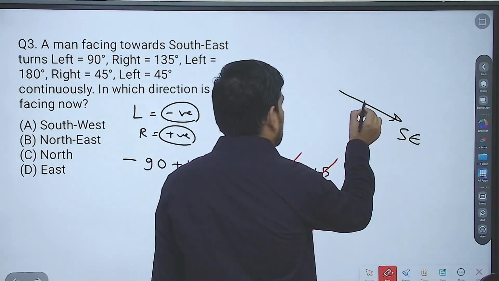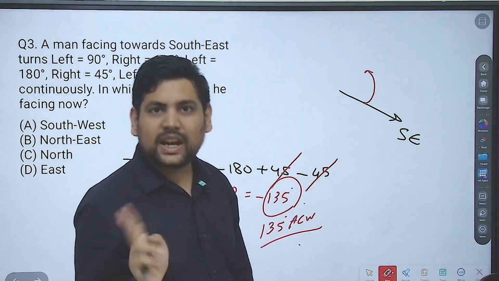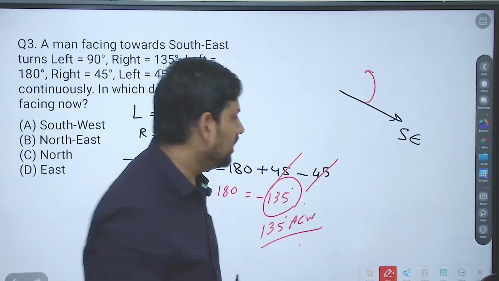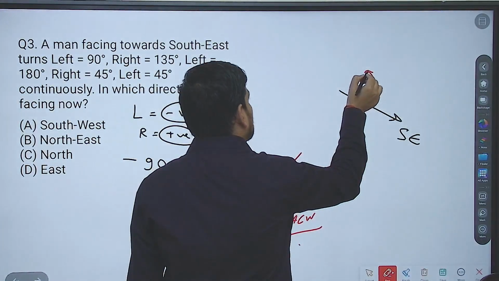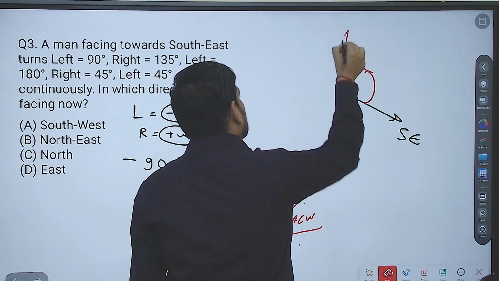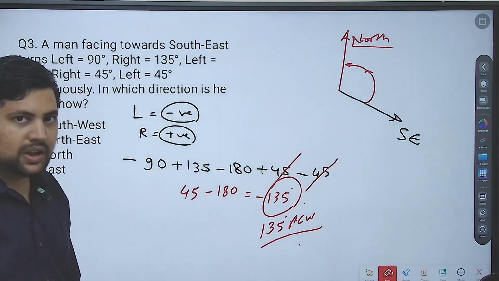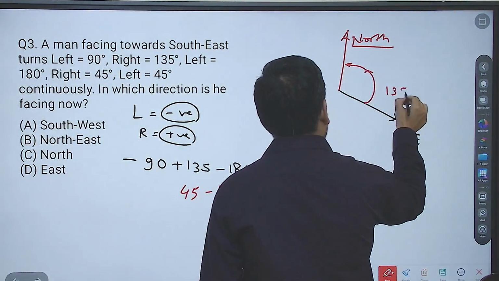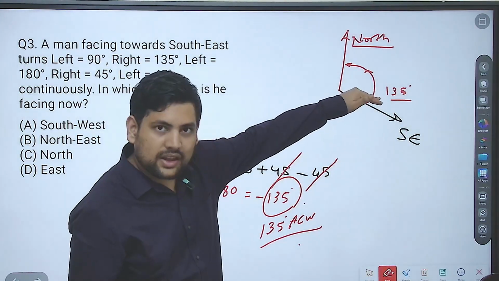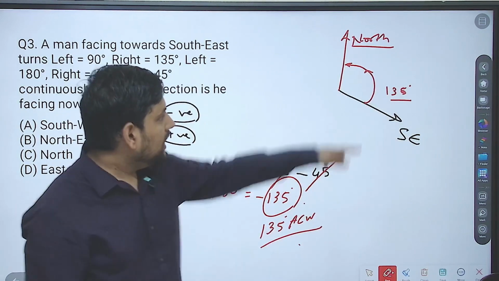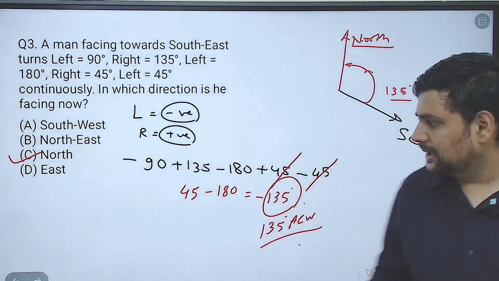So from here, if you go 90 degrees, you will reach northeast. Remember, between minor directions we have 90 degrees. So after 90 degrees, you have to move 45 degrees more. If you move 45 more, where do you reach? You reach the north direction. Simple. From southeast, this is 45 and then 90 more. That is 135 degrees in the anti-clockwise direction where you reach north. So north becomes your answer.